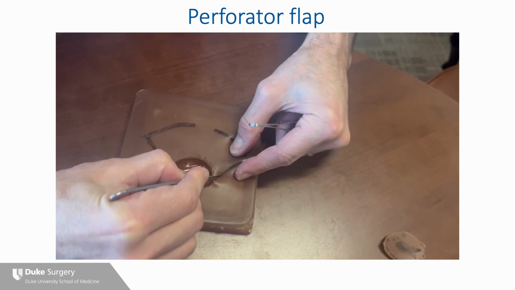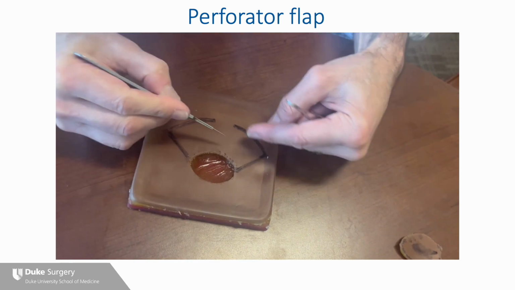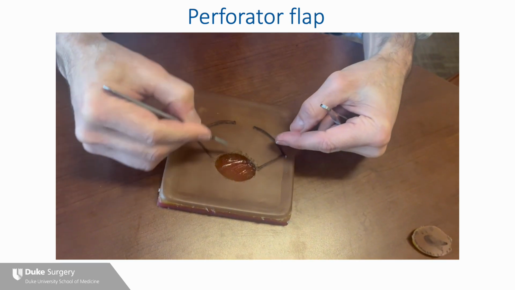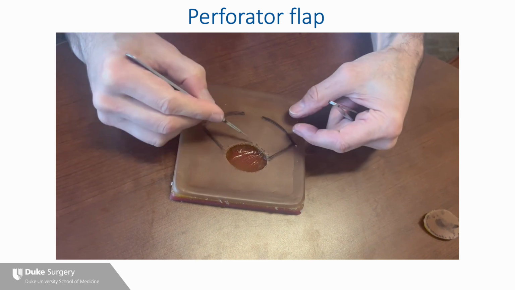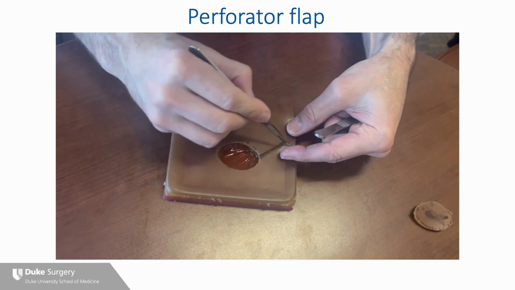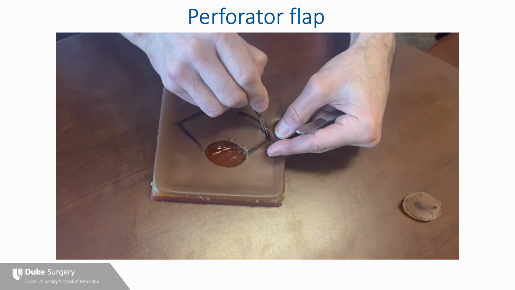And the width of the flap itself should be approximately the same as the diameter of the excision. So as you see here, it's approximately the same. And then same thing here.